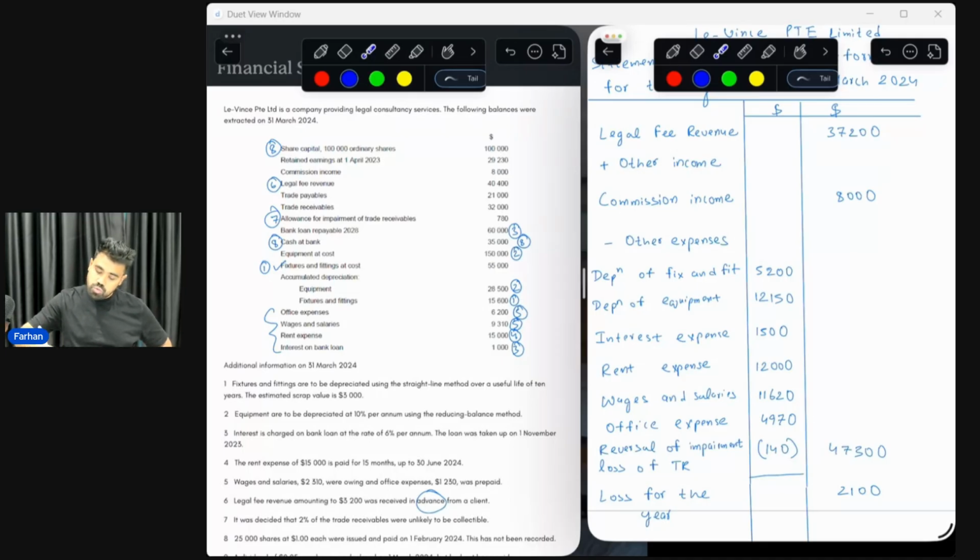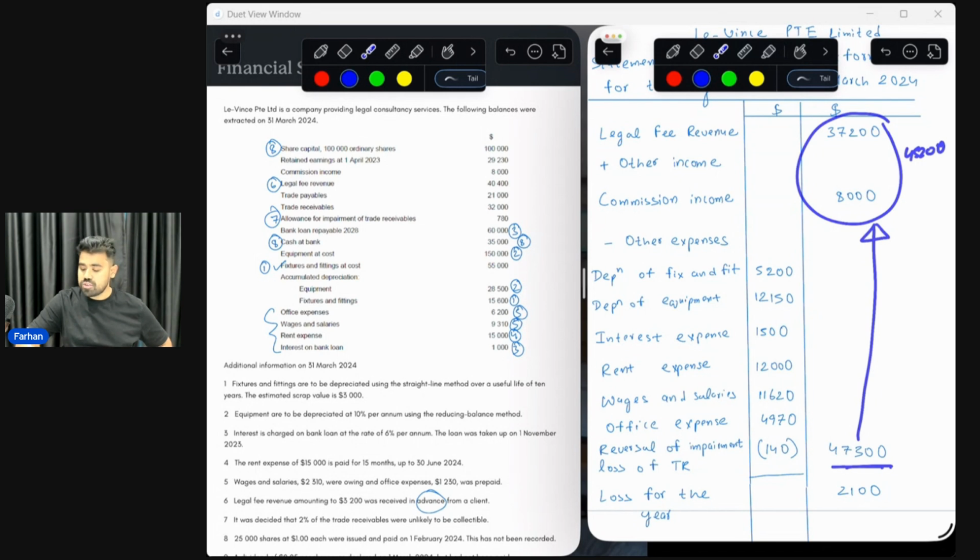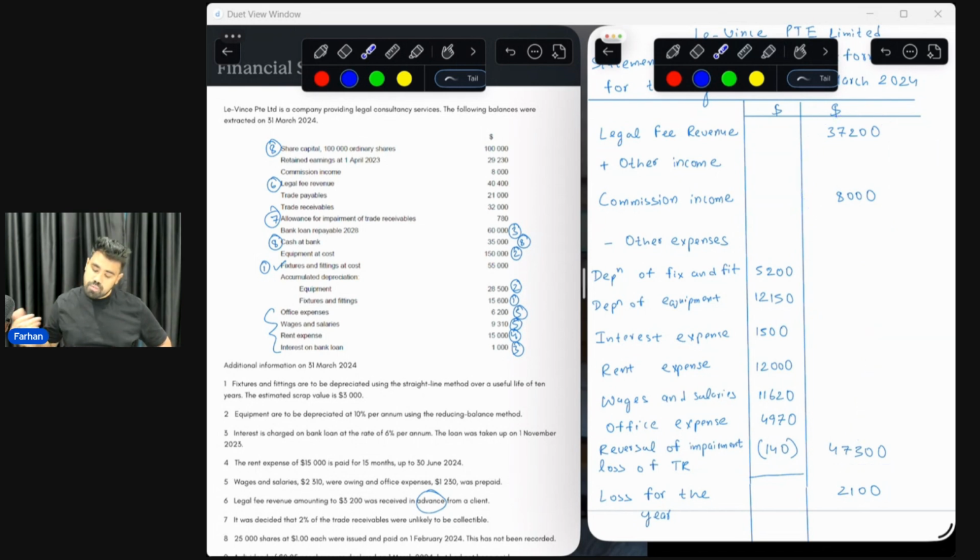So therefore, when we add all these balances together, we make sure we get $47,300 as the total for other expenses. This is then deducted from the total of the revenue and other income, which would have been 45,200 when 37,200 is added to 8,000. So 45,200 minus 47,300 in other expenses gives us $2,100 in a loss for the year, because you will see we actually get a negative 2,100, right? And negative 2,100 would therefore refer to a loss.